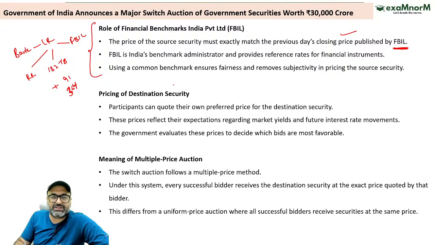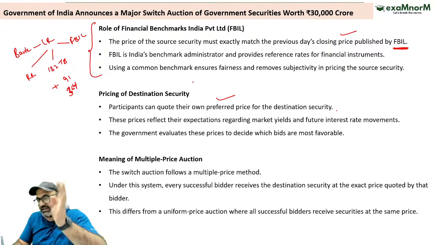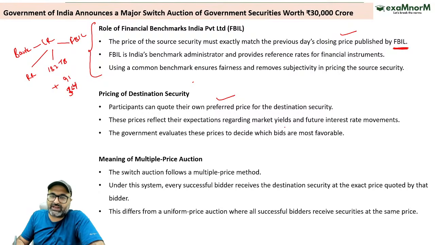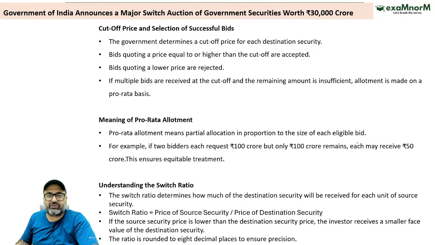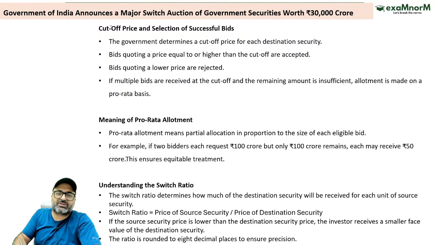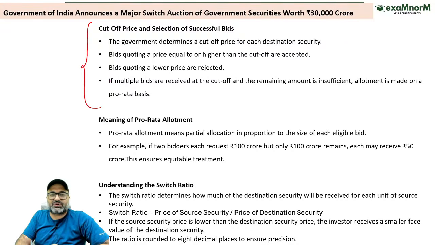So what will be the price? Participants can quote their own preferred price. As I said, instead of 10,000, they can quote 10,200, 400, 600. These prices reflect their expectations regarding market yield and future interest rate movement. The government evaluates these prices to decide which bid is more favorable. Obviously, the highest bid is more favorable for the government. The selection price or the cutoff price is the price at which government decides to issue the securities.